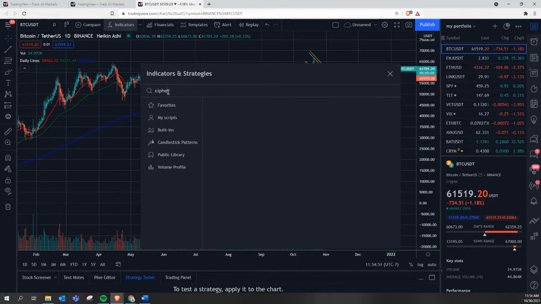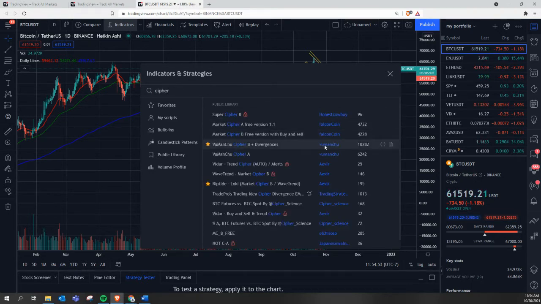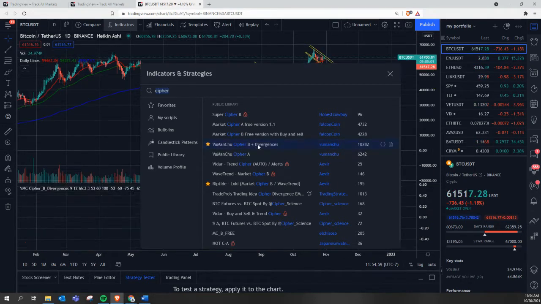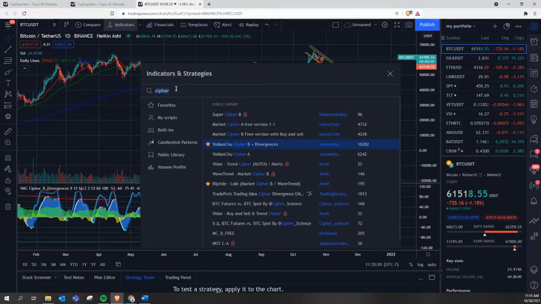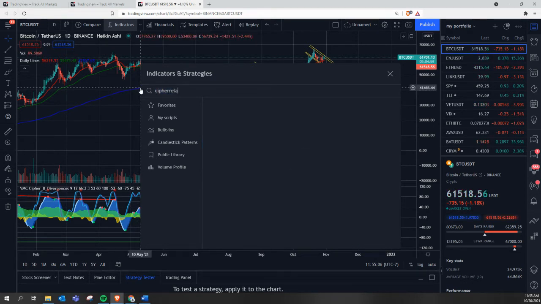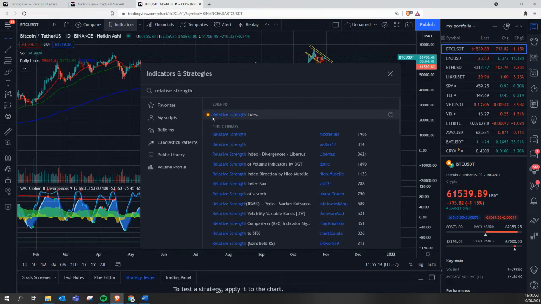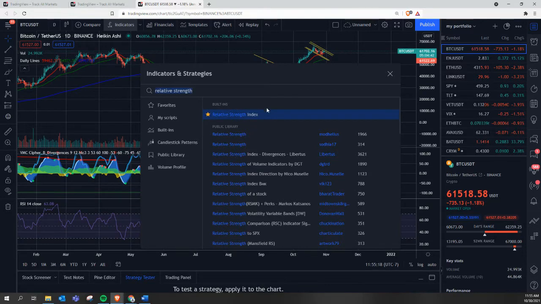Next thing we want to do is get Market Cipher. So this one right here, Wu Manchu Market Cipher with divergences. We want to favorite that one. Boom, get it on there, okay? Next thing we want to get is RSI, relative strength index. Boom. Okay, favorite that one, get it on there. Click it right here. There you go.